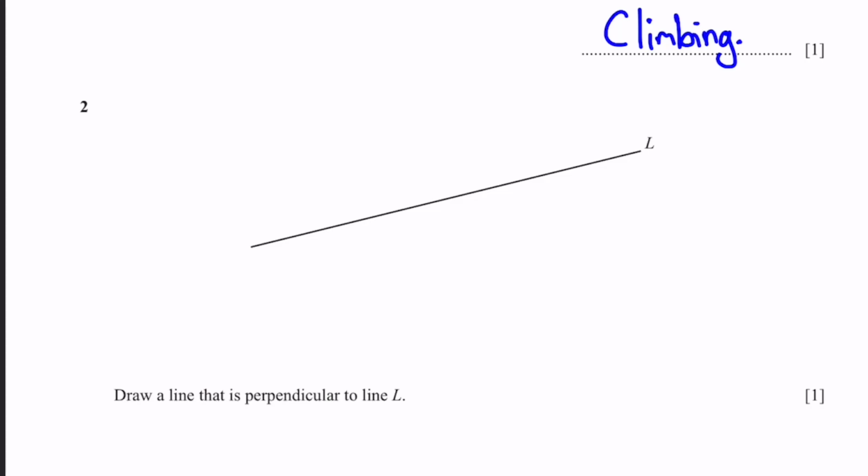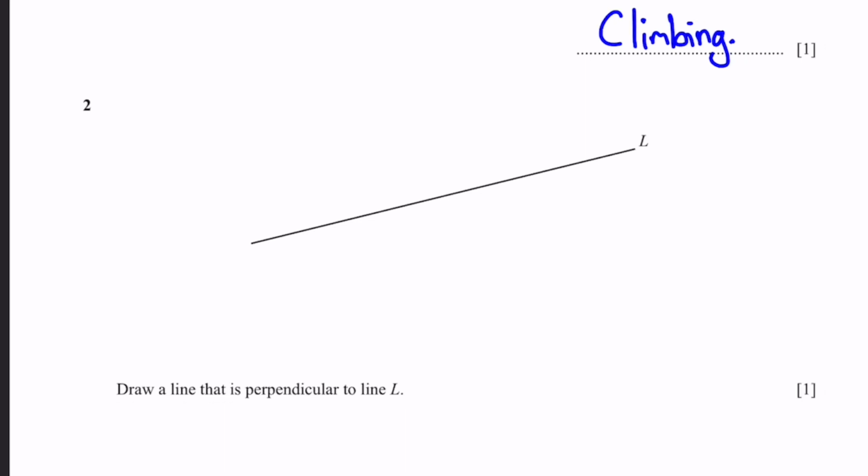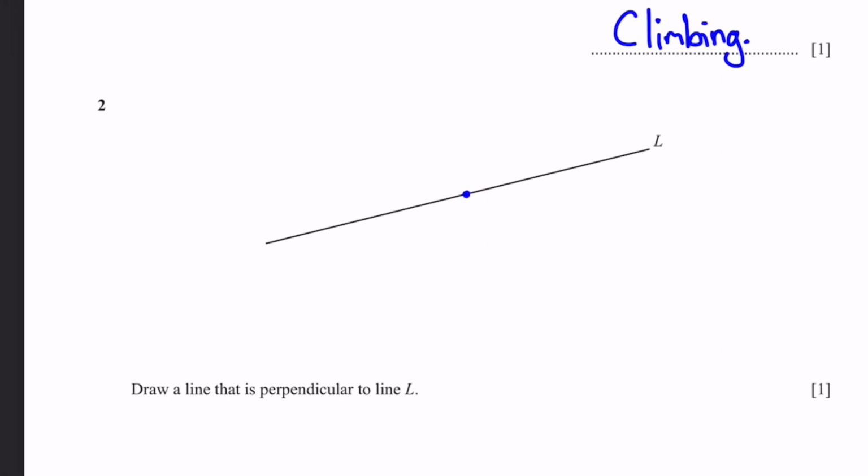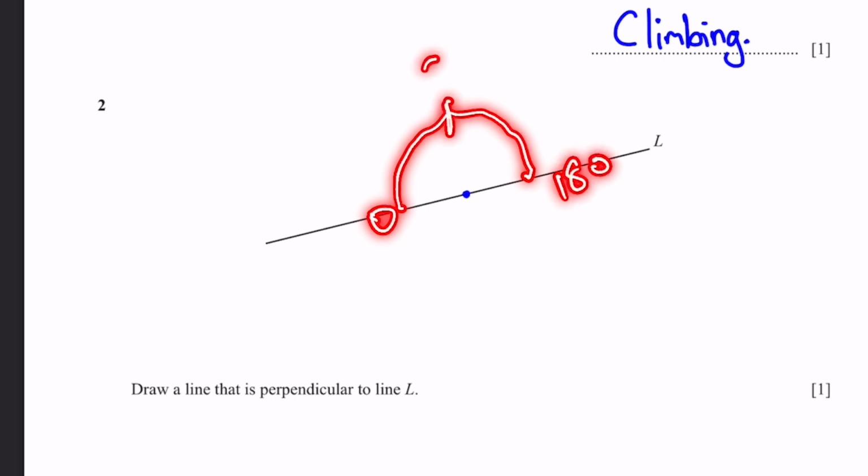Question 2. Draw a line that is perpendicular to line L. I'm not going to actually do it, I'm just going to show you how you're supposed to do this. So first, take the measurement of the line L and mark the center point of the line. Let's say this is the center point. Next, we need to take a protractor, keep it at this center point, and now we will have the protractor something like this, with a 0 here, 180 here, and a 90 in the middle.